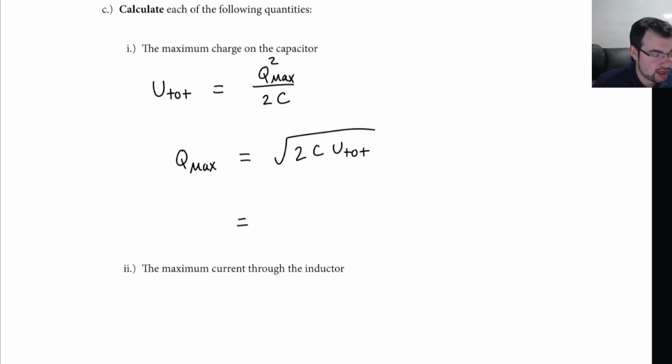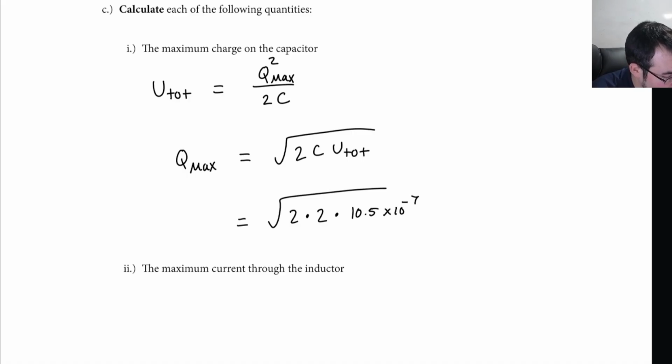And I'm not going to bother. Yeah, I will. Why not? 2 times 2 is the capacitance. Total energy was 10.5 times 10 to the minus 7th. And we better get a number that's bigger than the charge we started with. And my notes say that number is 2.05 times 10 to the minus 3 coulombs.